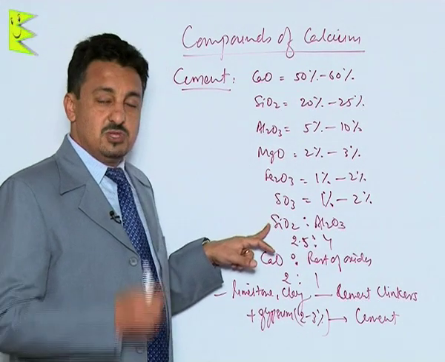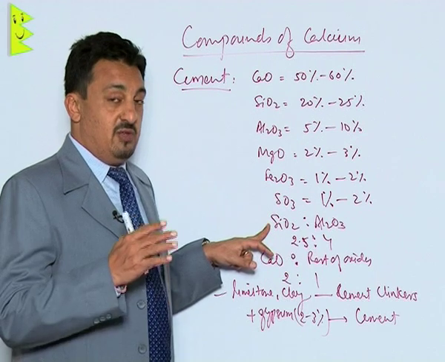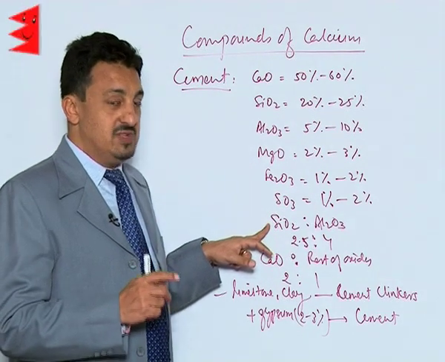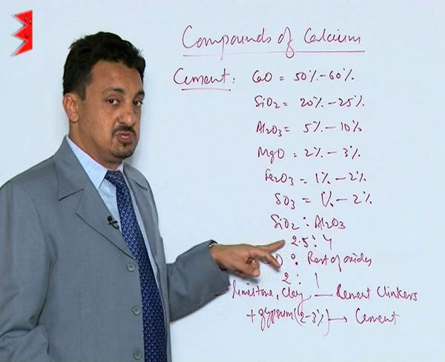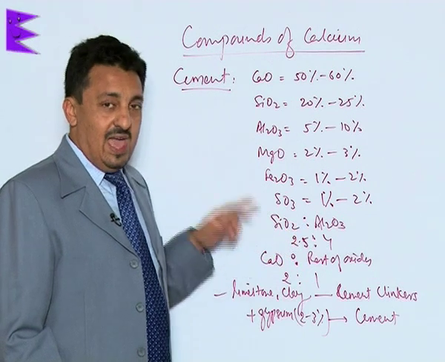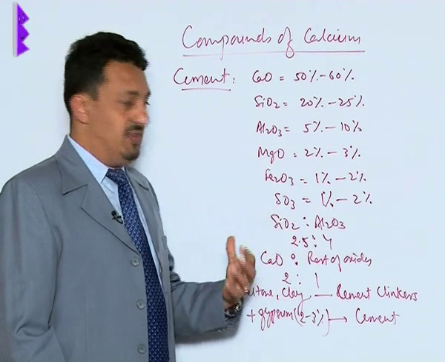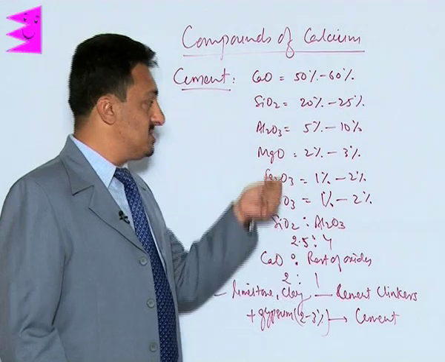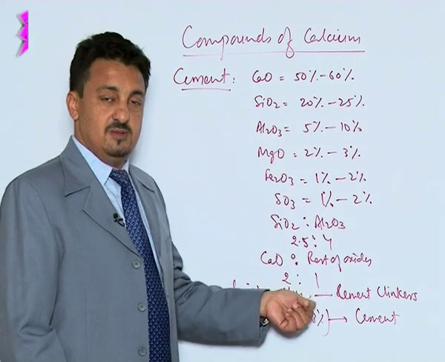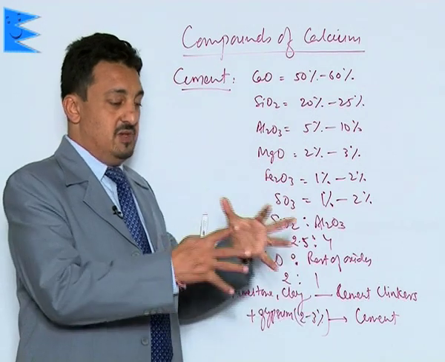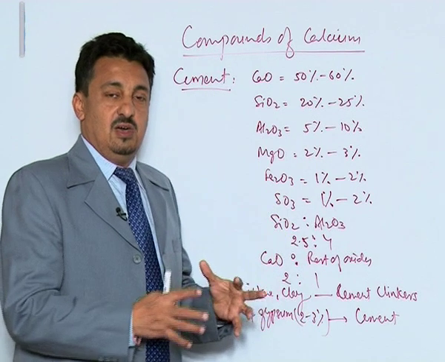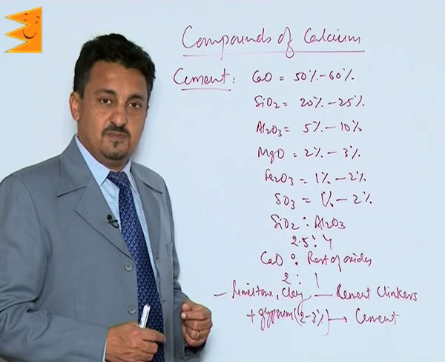What is most important to note is that for a very good quality cement, the ratio between silicon dioxide and aluminum oxide must be 2.5:4, and overall the ratio of the calcium oxide to the oxides of the other elements must be 2:1. So almost always the maximum part of the cement is calcium oxide.